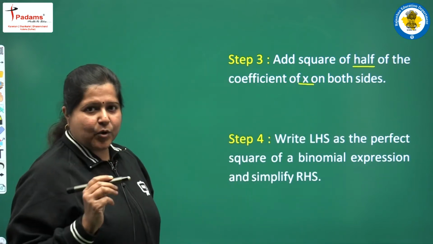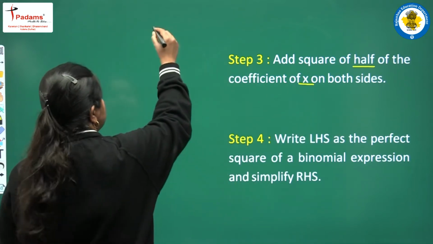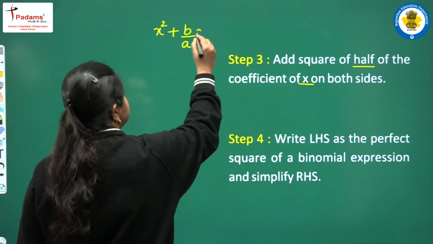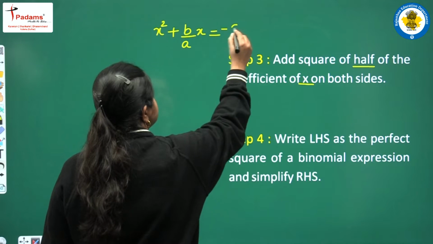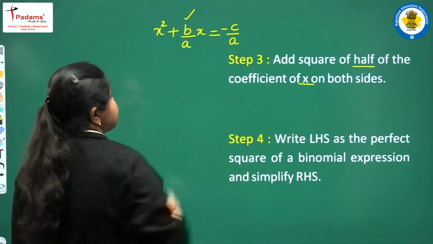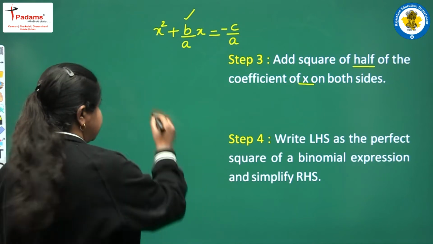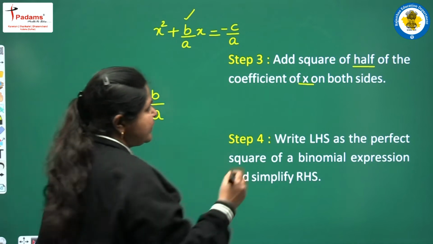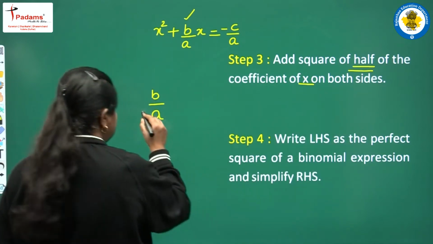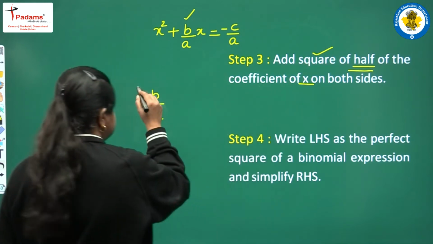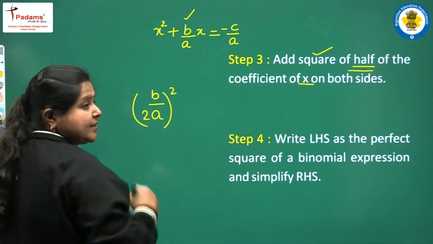Now this is very important. Let us write that equation once again which we left in step 2. It is x square plus b upon a into x equal to minus c upon a. Now focus on the coefficient of x. It is b upon a. Let me write it here. We will be doing two things with it. First, we will be getting its half. कैसे मिलेगा half? Divided by 2. And then we will be squaring it. इसका square किया तो हमें ये term मिल गई.